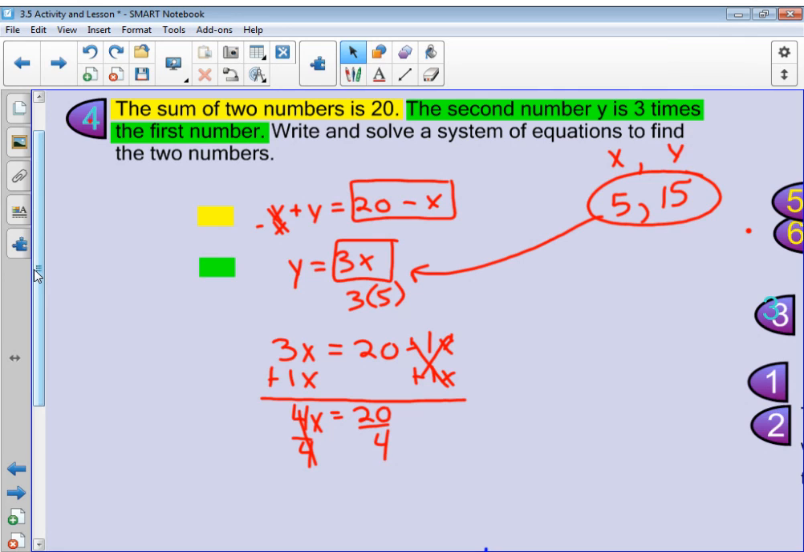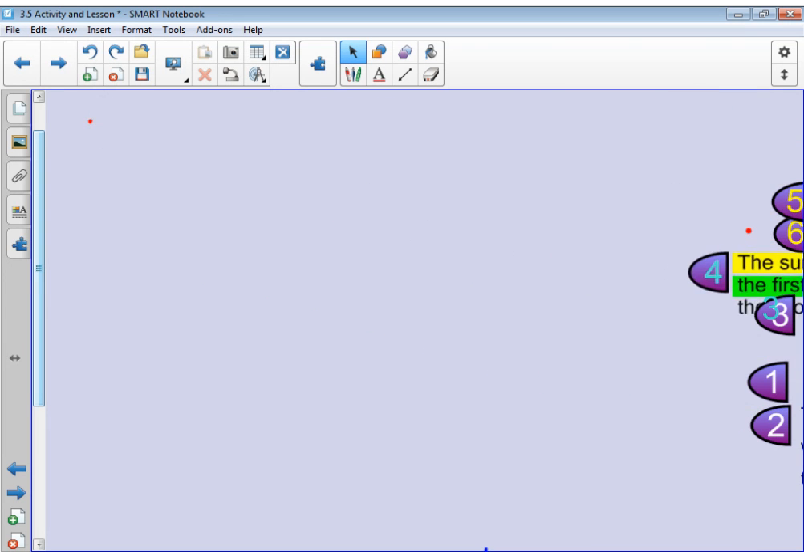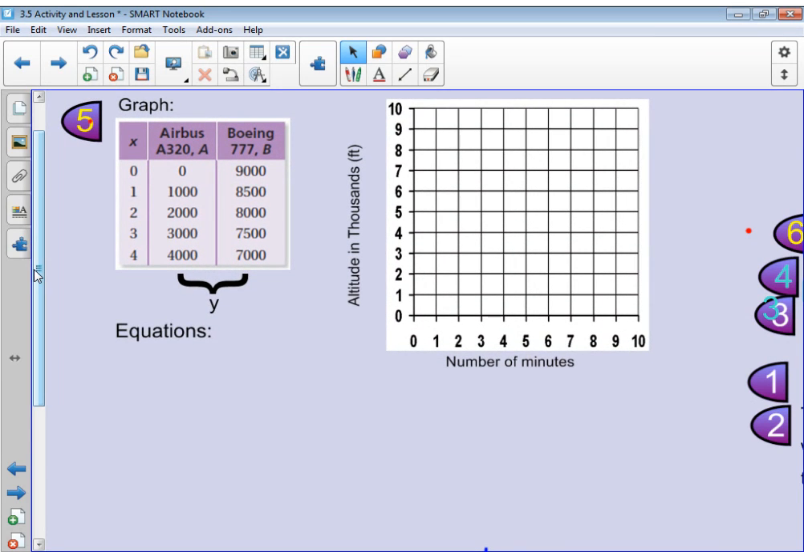Okay, so for your system of equations here, you should have ended up with x is 5 and y is 15, so 5 comma 15. All right, so now we're going to work a little bit with working off of a graph. So here's another situation. We've got a graph here and some information.